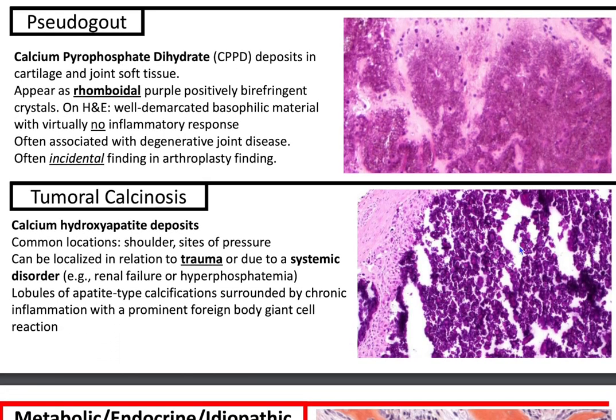And then lastly, you have your tumoral calcinosis. Now, these crystals are made of calcium hydroxyapatite deposits.